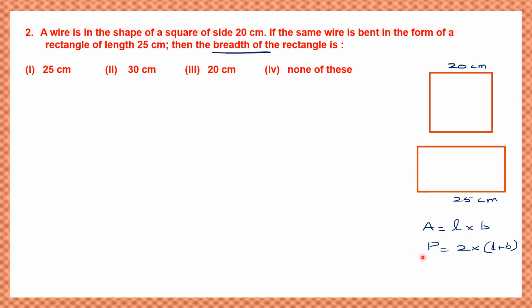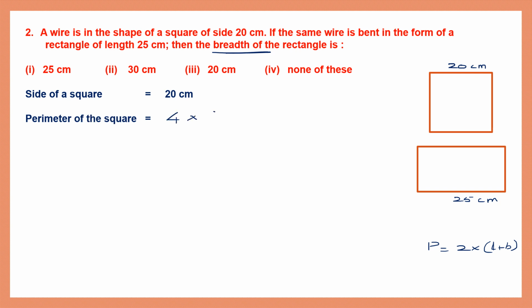So we can use the perimeter of the square to find the perimeter of the rectangle. And then we can use this formula. So we don't need to use the formula of area. We can use the formula for perimeter. So let's begin by saying side of the square is given to us already. It's 20 centimeters. Now perimeter of the square is 4 into side, which is 4 into 20 centimeters. 4 into 20 is 80. That means the perimeter of the square is 80 centimeters.